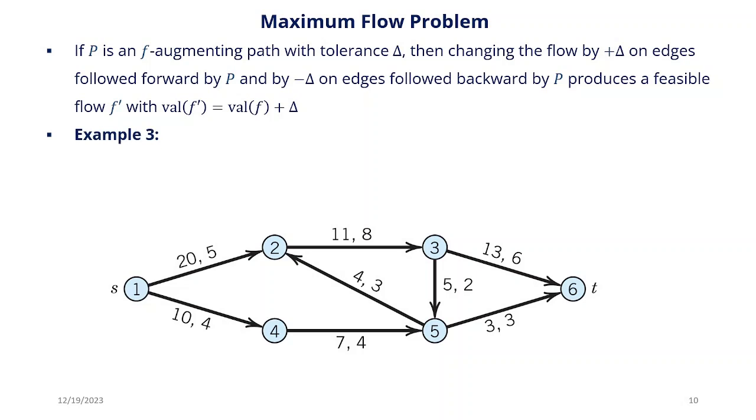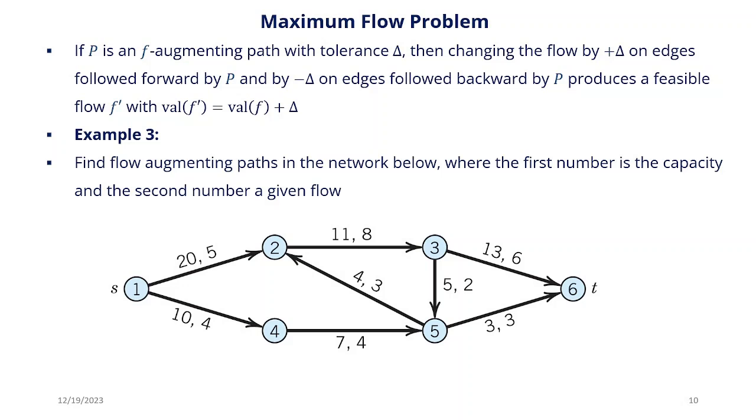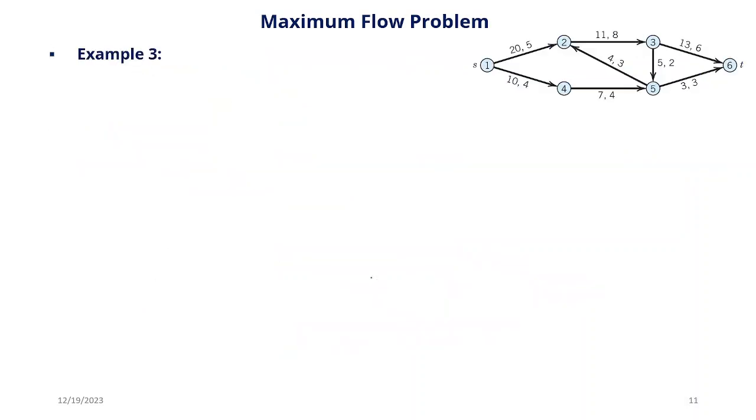So let's look at example 3. Find flow augmenting paths in the network shown below, where the first number is the capacity and the second number is the given flow. So we are seeing another example here now of notation, where the capacity is written on the left side and the flow is written on the right side. Of course, you can deduce it by looking at the values and determine which one is the flow and which one is the capacity. So when we solve this problem, things become clearer.